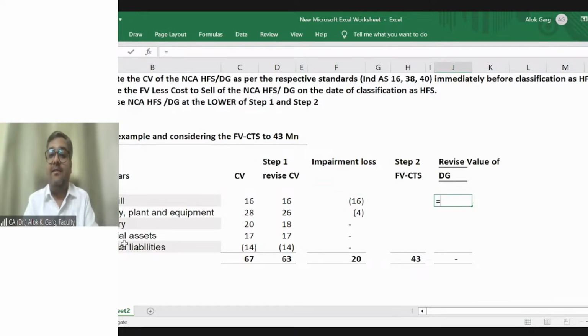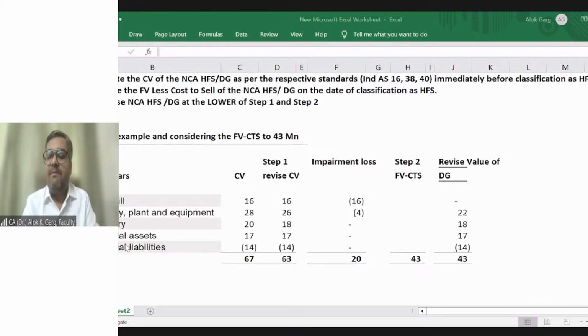What is the revised value of the disposal group? The revised value of the disposal group is 0 for goodwill, 22 million for PPE, 18 million for inventory, 17 million for financial assets, and 14 million for liability. So it comes out at 43 million. This is how this impairment loss needs to be allocated. Right? Friends, please let me know if you have any question.